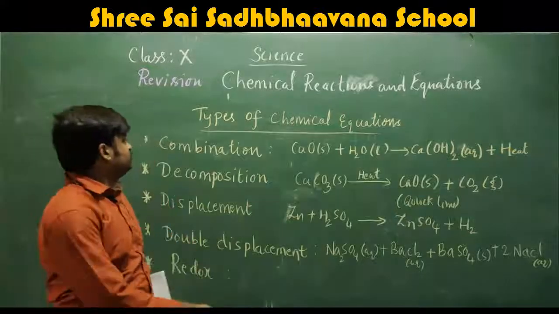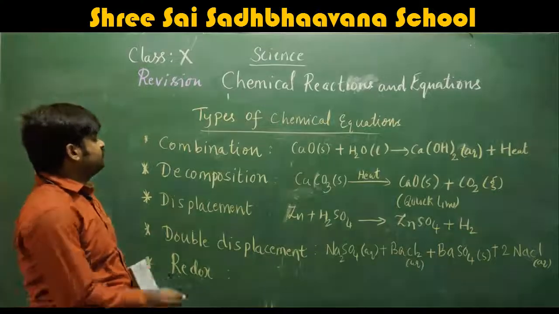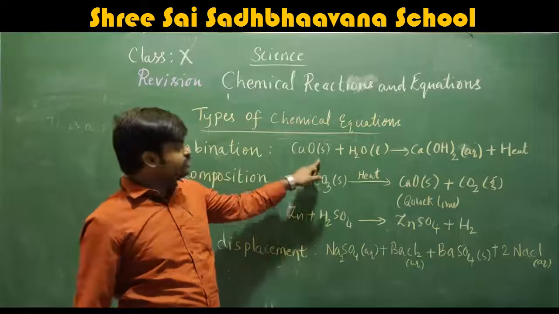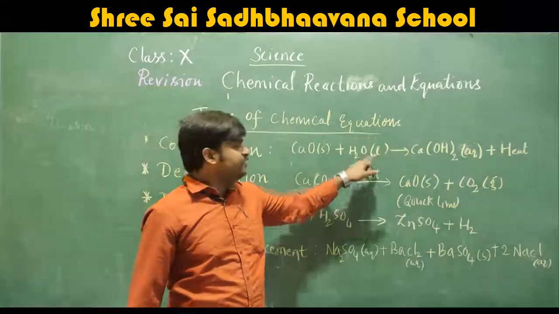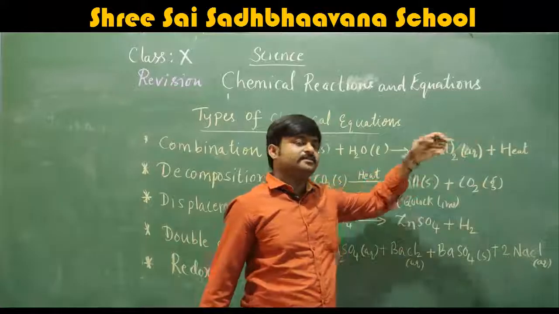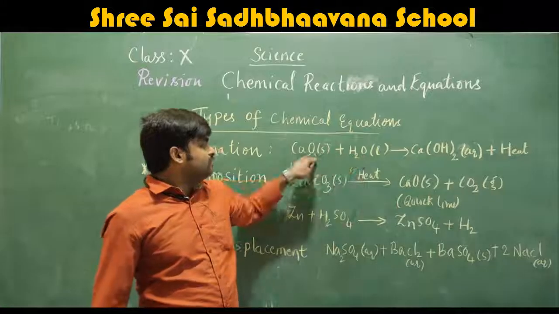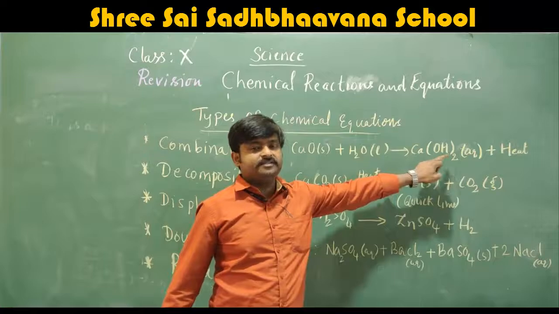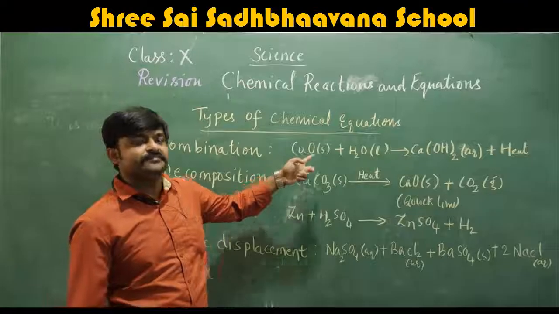Hello children, let us continue with the types of chemical equations. Combination. In this combination reaction, calcium oxide in solid plus water in liquid gives calcium hydroxide along with the liberation of heat. Here calcium oxide and water combine and form a compound. Are you understanding? Yeah, product. This is an example of a combination reaction.